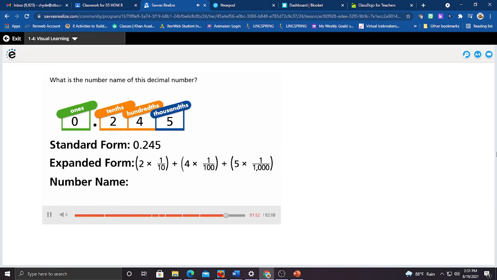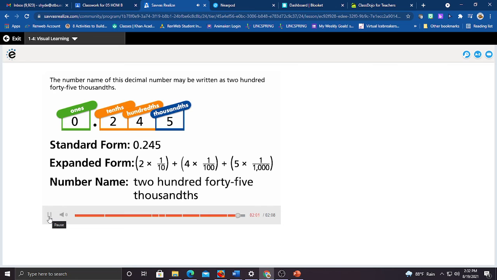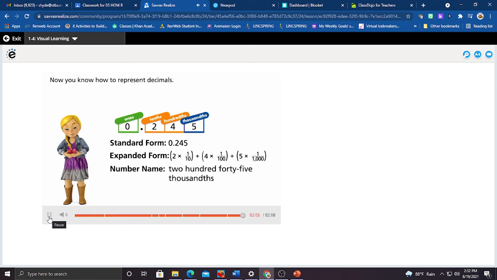What is the number name of this decimal number? So now we look for the number name. Remember that the number name is when we put the numbers in the form of words. In this case, it would be 245 thousandths, because that's the last place we had in the decimal place value. The number name of this decimal number may be written as 245 thousandths. Now you know how to represent decimals.